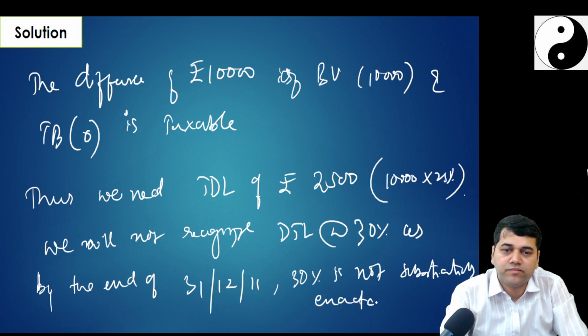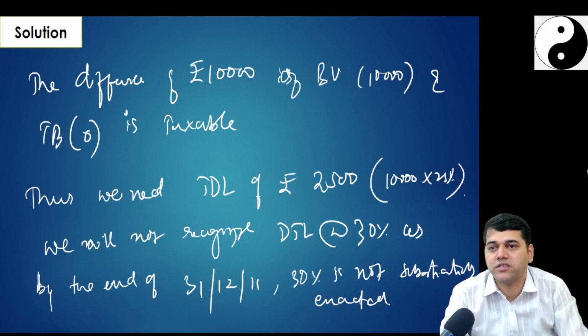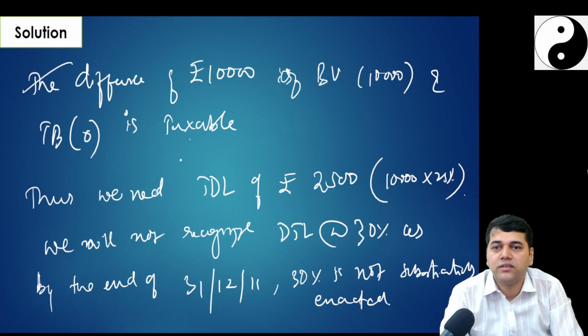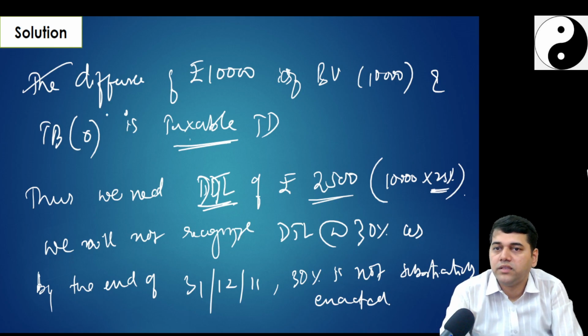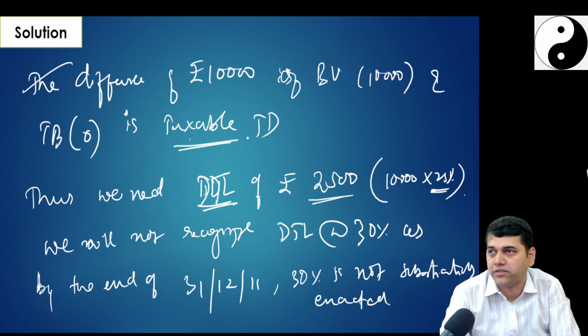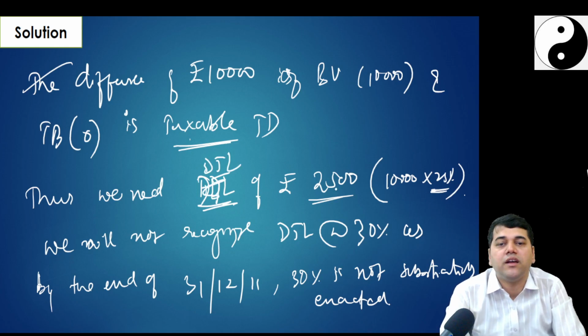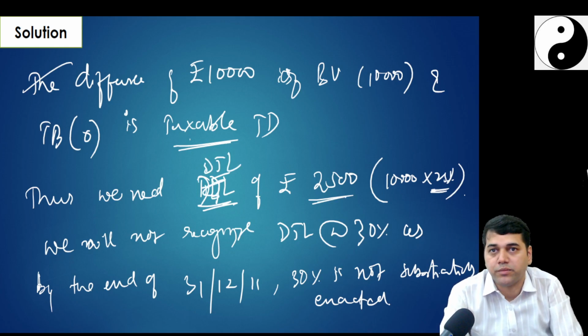Okay, I will read it in my language, my handwriting. So we are telling that the difference is a taxable temporary difference. We need to create a deferred tax liability of rupees 2,500 at 25%. The difference of 10,000 between the book value of 10,000 and tax base of 0 is a taxable difference, and we have to create a deferred tax liability of rupees 2,500 at 25%.